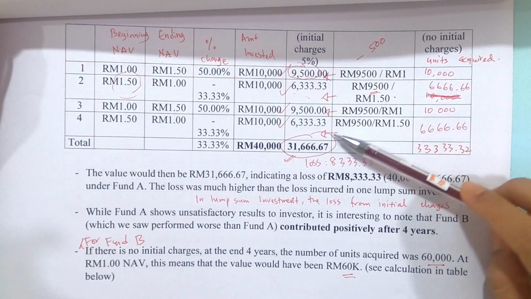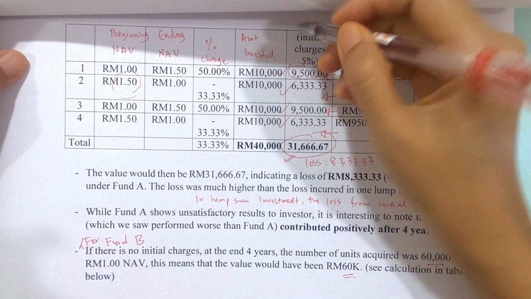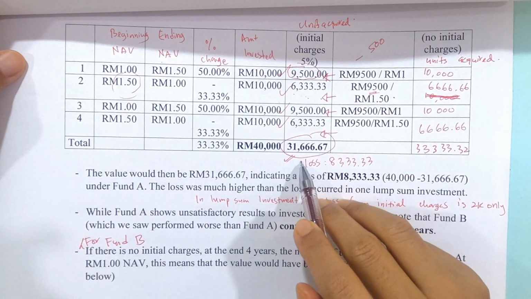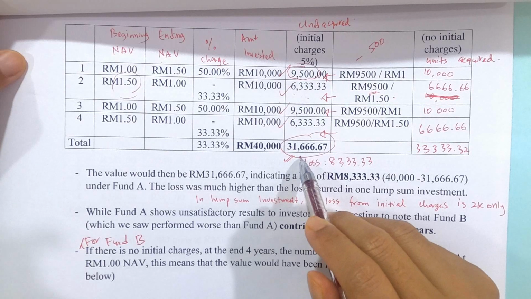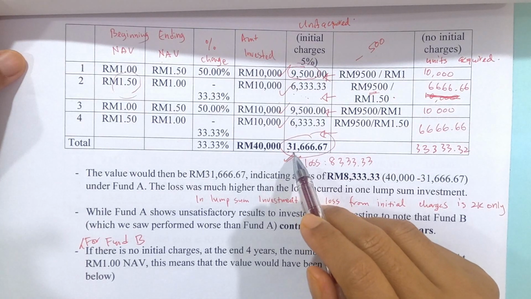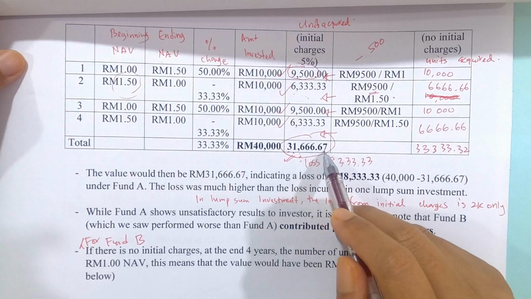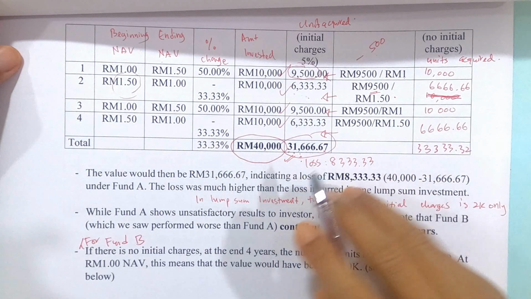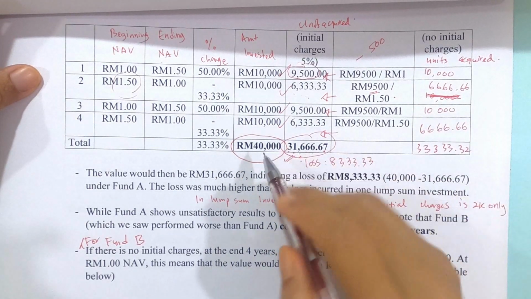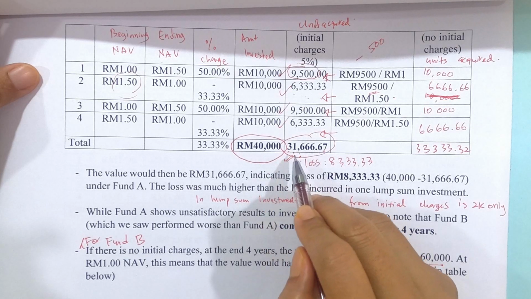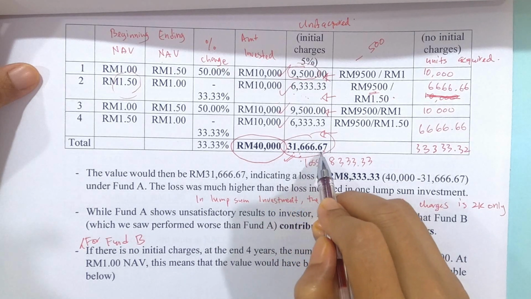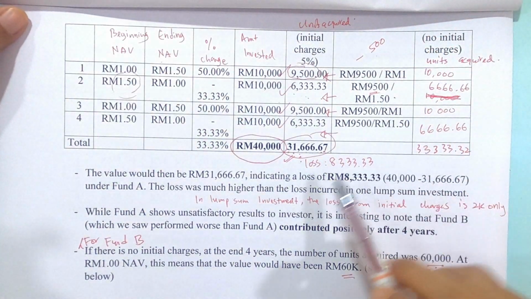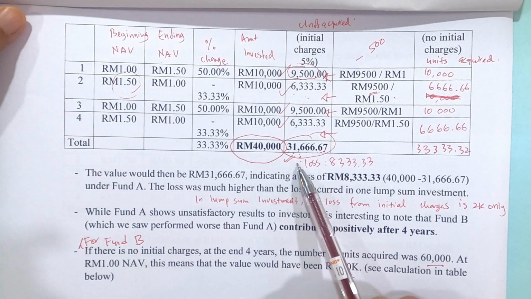Now we already understand that this is the unit acquired. At the end of the fourth year, the number of units we have is 31,666.67, while the amount that we invest is 40,000. How are we going to know whether we are making profit or making loss?